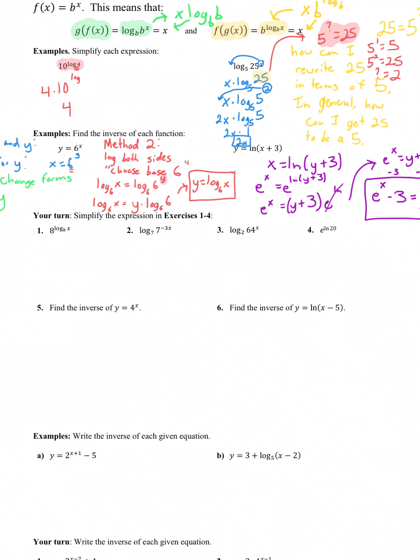So now I've got 6 problems I want you guys to try. The first 4 are simplifying, just like our first 2 examples. And then 5 and 6 are going to be find the inverse of each one. So I want you guys to practice a little bit here. Let me know if you have any questions at all. I'll try these 6 out.